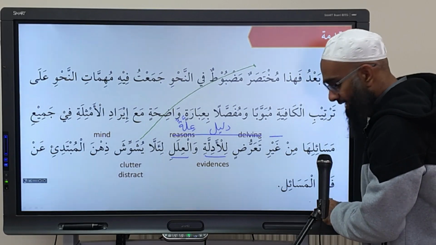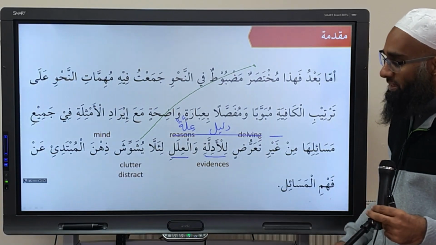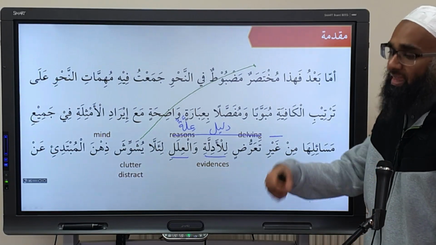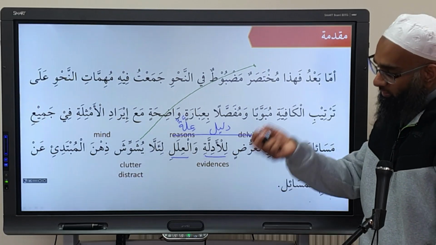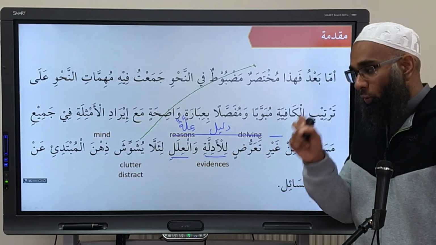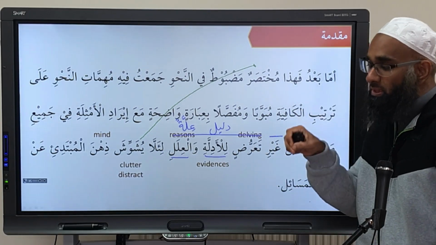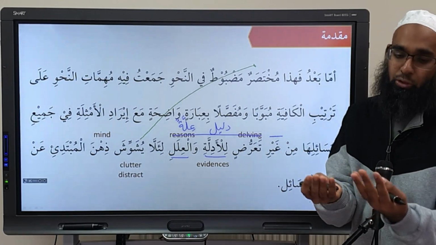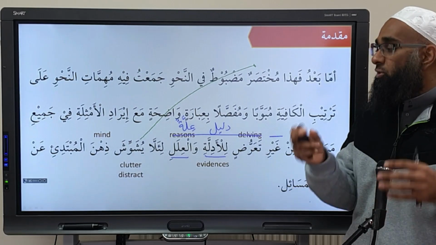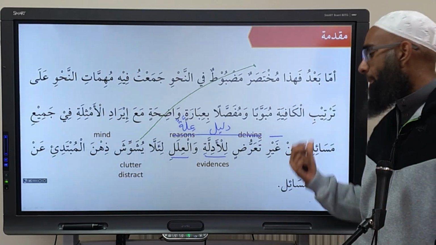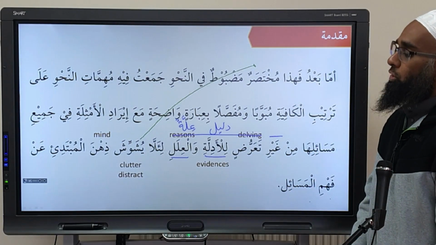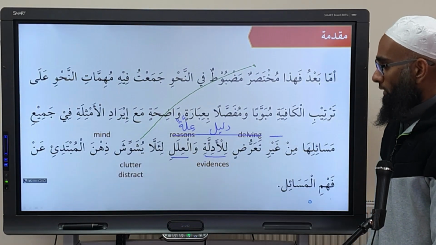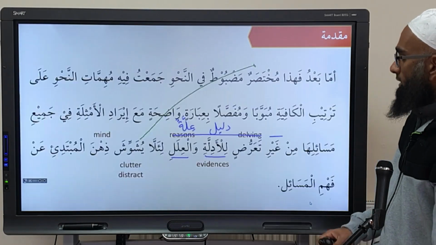And fahmil masail. Because if you're so obsessed with the evidences and the reasons, you might actually forget the main ruling itself. So we're going to focus, this is his claim, on purely the rules in this book. So the mubtadi, the beginner, this is a beginner book. So the beginner is not distracted from the bigger goal, which is fahmil masail, understanding the rulings. Okay? So let's go back over that again.